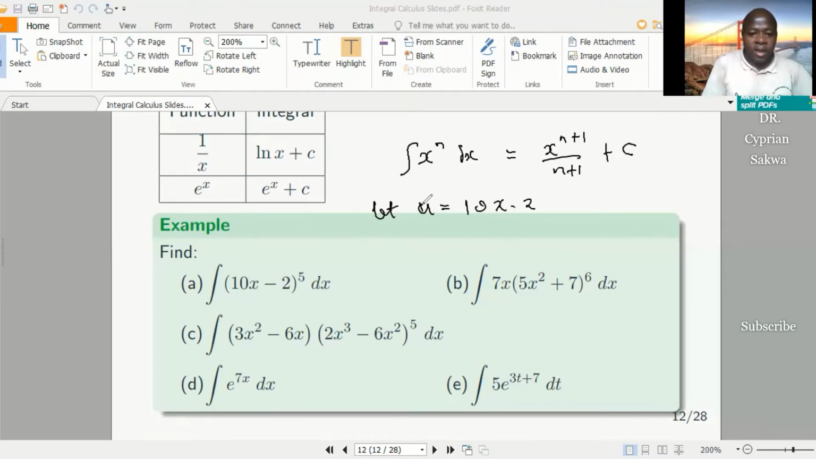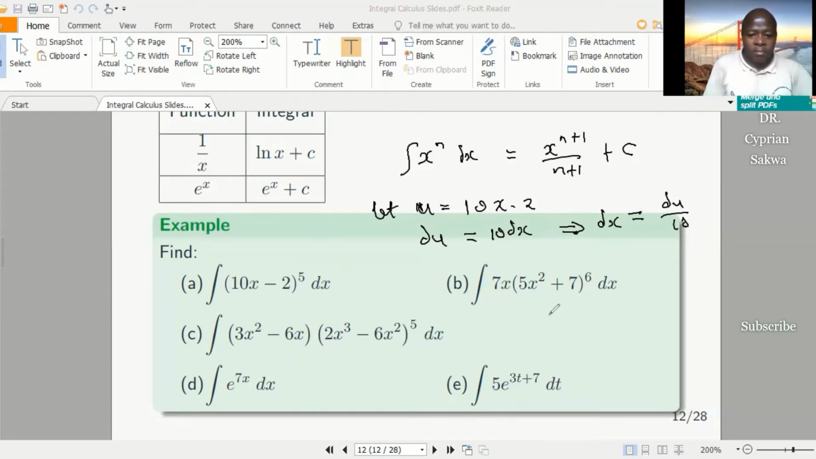After that, I differentiate this. When you differentiate, as we did in our previous video, the left side will be du, and the right side will be 10 dx. Then we make dx the subject of the formula by dividing both sides by 10, and you get du over 10. Now, how do we integrate this? We use substitution: instead of 10x minus 2, we put u, and instead of dx, we write du over 10.